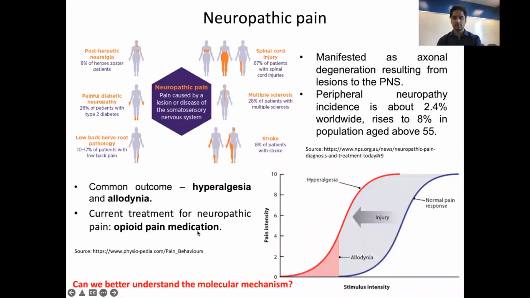Neuropathic pain is a major medical problem caused by a lesion or disease of the somatosensory nervous system. The most common outcomes of neuropathic pain are hyperalgesia and allodynia. Hyperalgesia is an increased sensitivity of pain under the same stimulus intensity. This means that responses to normally painful stimuli are pathologically amplified. Allodynia is another form of hypersensitivity, which involves previously innocuous stimuli now becoming painful, or there is evoked pain in the absence of any stimulus.